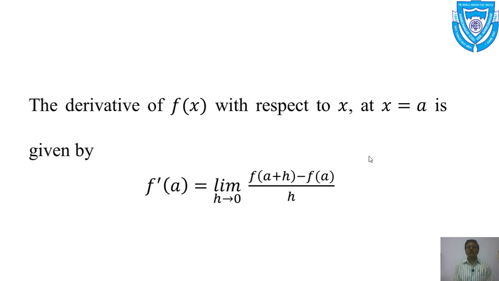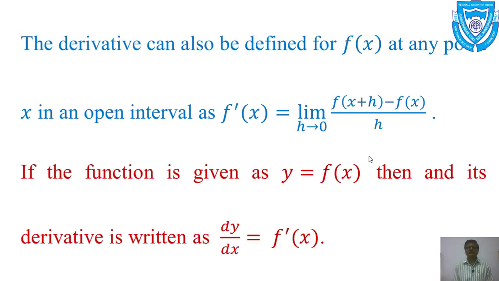The derivative of f of x with respect to x at x is equal to a is given by f dash a is equal to limit h tends to 0 of f of a plus h minus f of a upon h. So derivative of function f of x at point x is equal to a in its domain is given by this formula. If this limit exists, then it is called the derivative of function f of x at x is equal to a, and we denote it by f dash a.